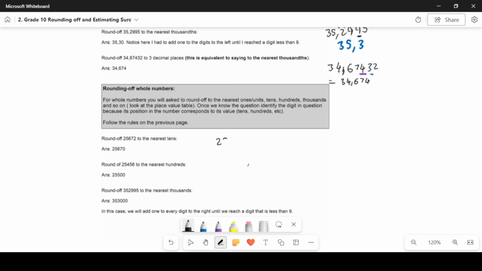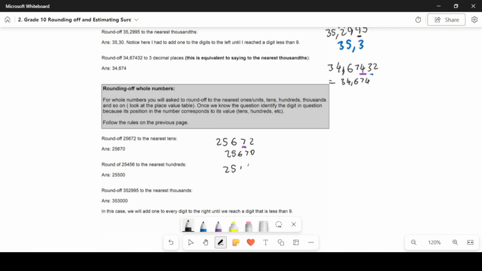So for the number 25,672, the tens column is this column here, the 7, isn't it? That's units, tens, hundreds, thousands, 10,000s. Then what we do, our next step is to look at the digit to the right of it. This number here is a number that is less than 5. So therefore we round down, meaning that the digit in question remains unchanged and every digit after it becomes what? 0. So this answer will be 25,670.